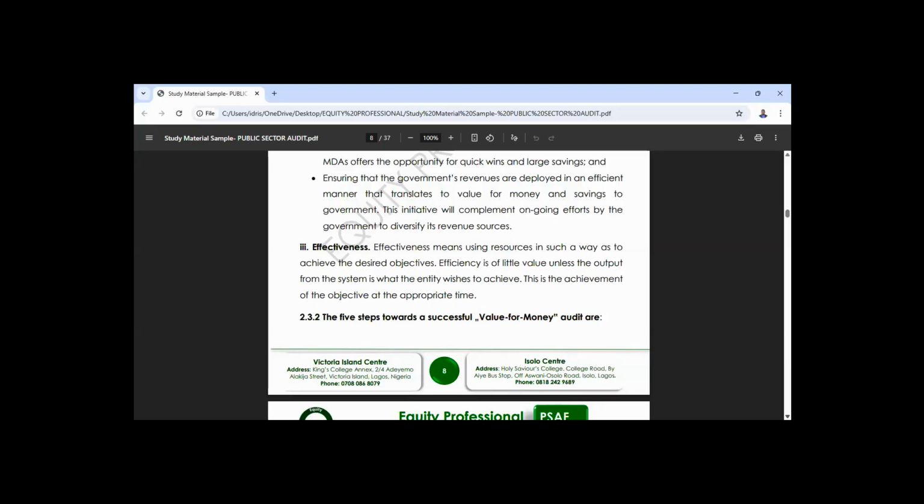Effectiveness has to do with time. You are doing the right thing at the right time. That is effectiveness. So this is one of the components of value for money audit.